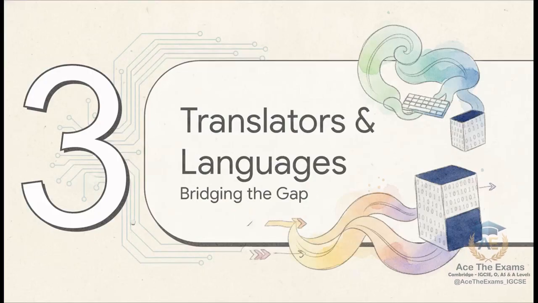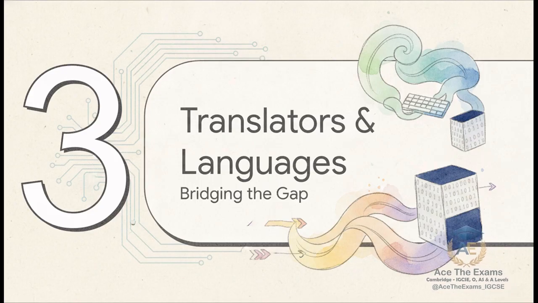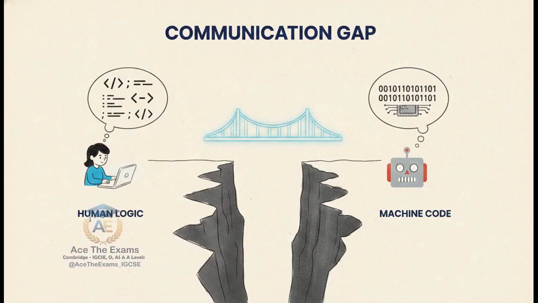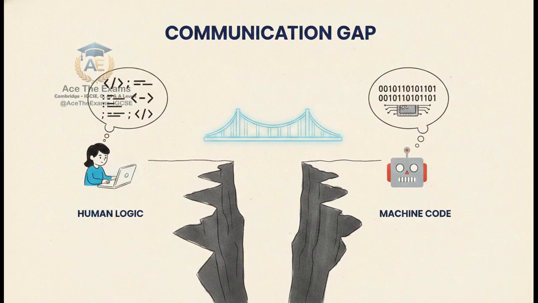Section 3. Translators and Languages. The crucial point here is understanding how human developers actually communicate with these machines using programming languages. Let's be real, humans don't write in binary ones and zeros. We need a way to talk to the hardware without having to speak its native, incredibly complex language. This creates a pretty obvious communication gap.